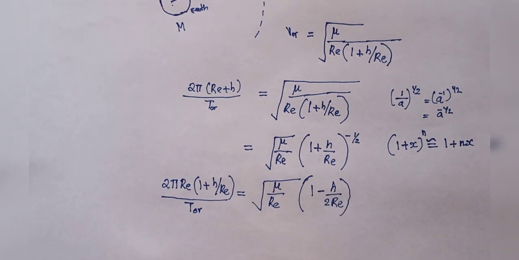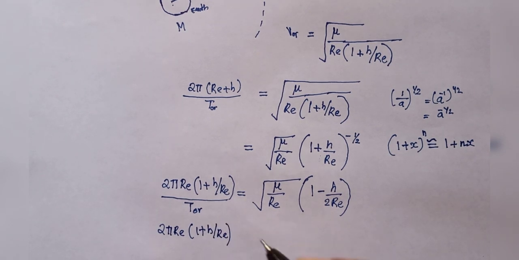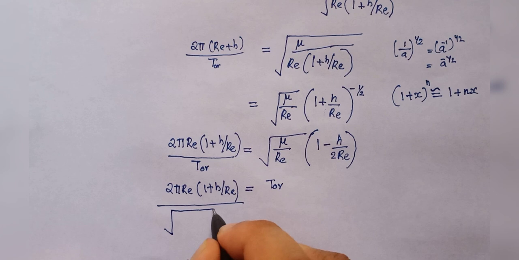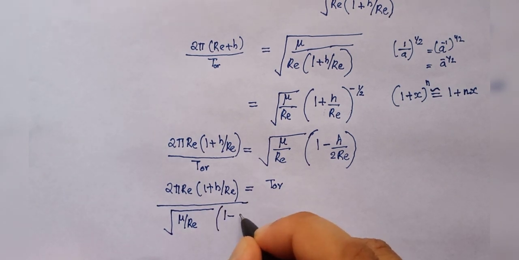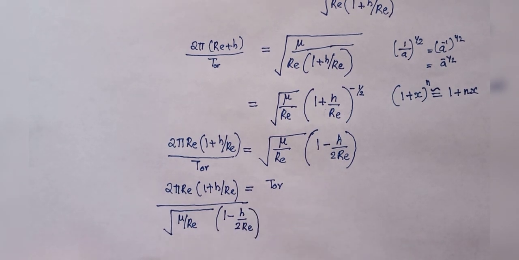Here you have to be very careful about the simplification. This is a bit tricky. You can cross multiply, or you can simplify one term and take the other terms outside. It's up to you, because you are an expert in maths and physics. The best approach is to rearrange it: 2 pi Re into (1 plus h by Re) should be equal to T orbital, and I take this entire term in this direction: root of mu by Re, and this term doesn't have any root, so I go with (1 minus h by 2 Re). I hope this is clear for you.